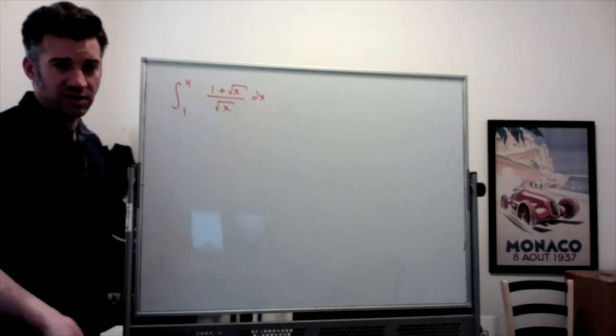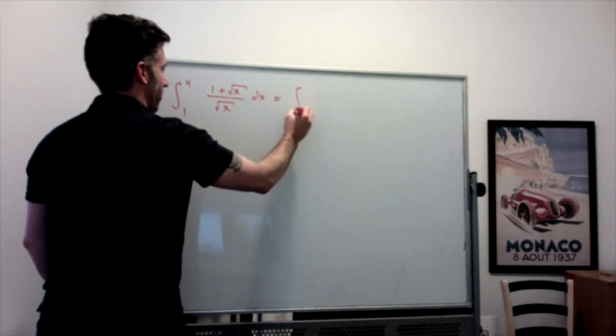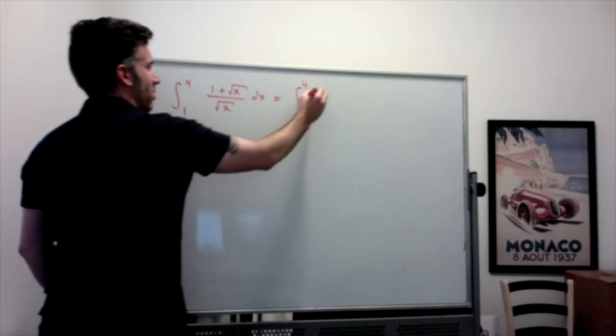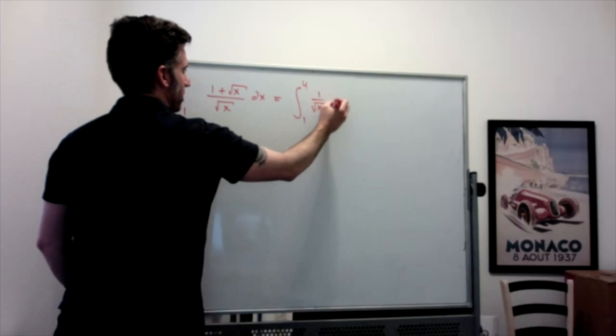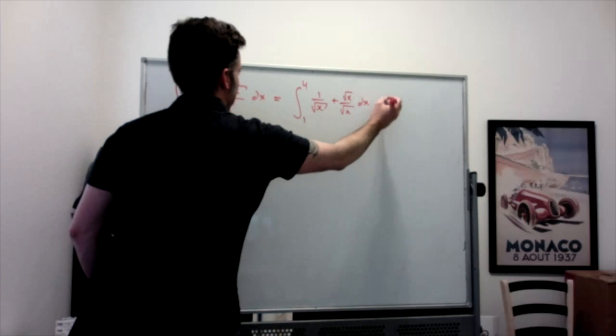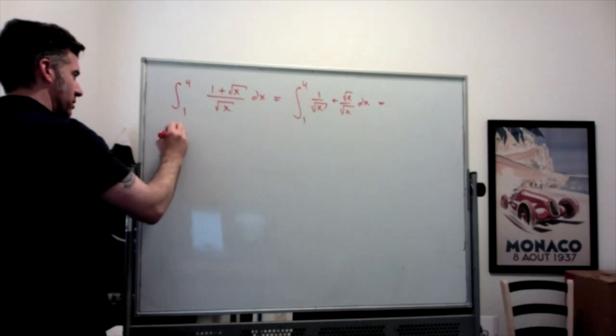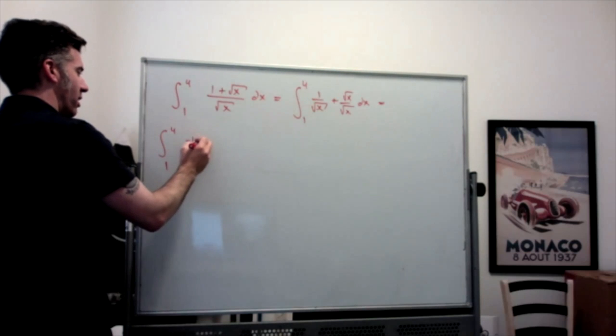Well, before I can do this, I need to simplify my integrand. I'm going to rewrite this as the integral from 1 to 4 of 1 divided by root x plus the square root of x divided by the square root of x. And that's just going to be the integral. Let's see, 1 over root x is x to the negative 1/2.